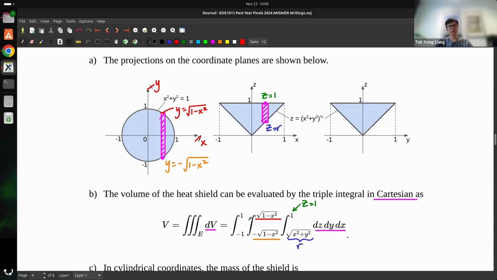So this is 4 marks, just by referring to your projections. So this will be the volume in Cartesian, but no need to evaluate, so just write down will do.